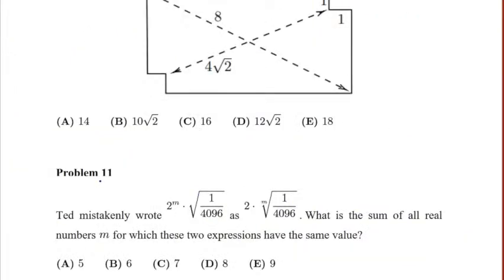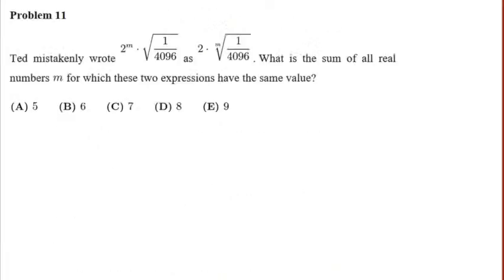Problem number 11, AMC 10A 2022. Ted mistakenly wrote 2 to the m times the square root of 1 over 1496 as 2 times the mth root of 1 over 1496. What is the sum of all the real numbers m for which these two expressions have the same value?